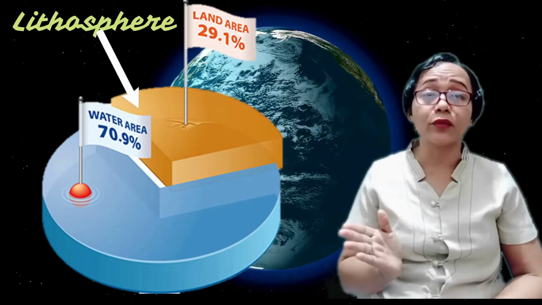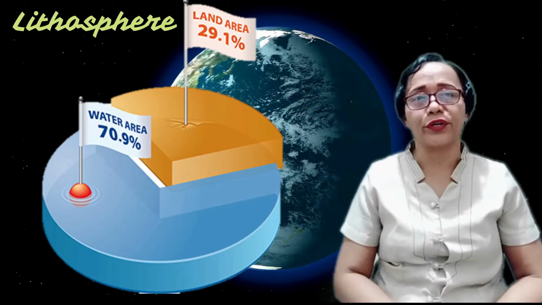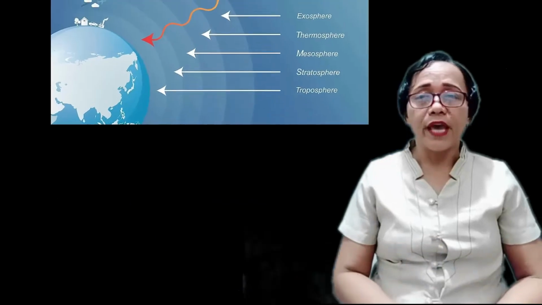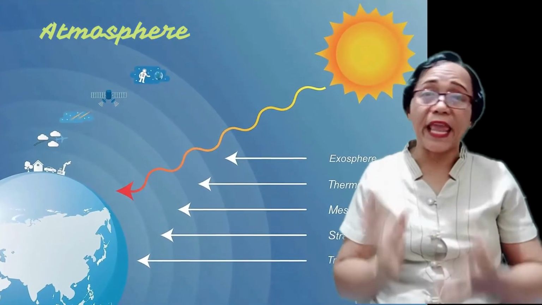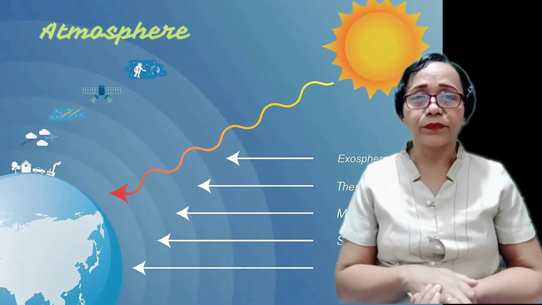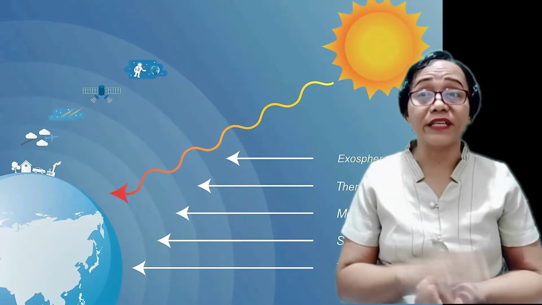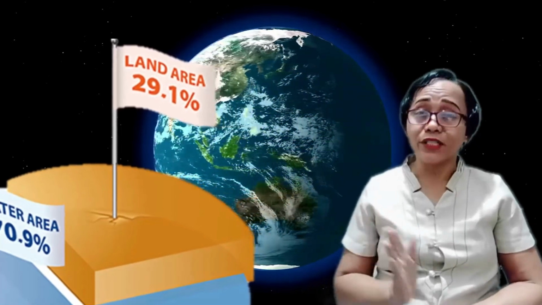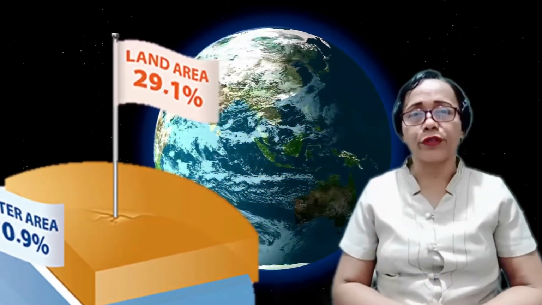Lithosphere are the terrestrial components or the land part of the Earth. Hydrosphere are the waters on the Earth. And atmosphere are the air or gaseous covering above the Earth. This quarter will cover these three components. Today, we will focus on terrestrial or the land part of the Earth.